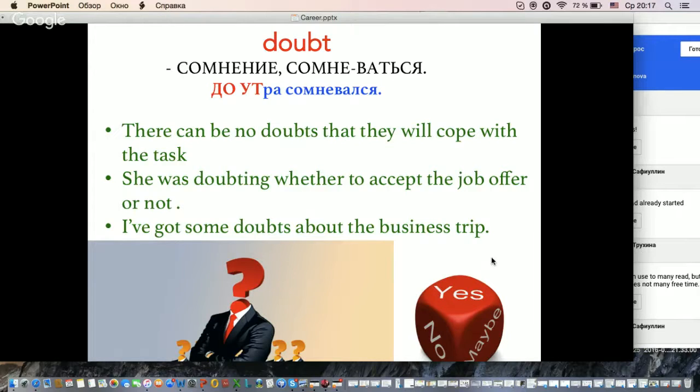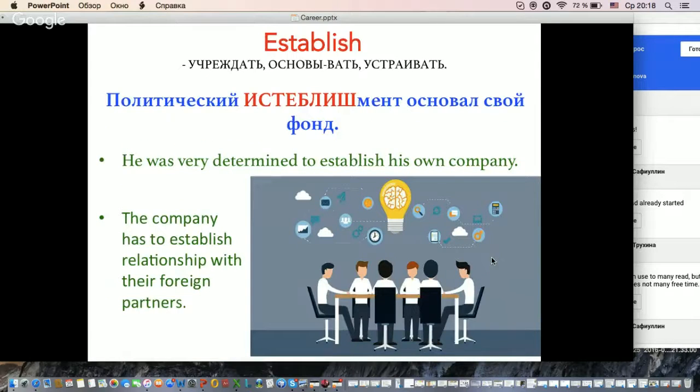She was doubting whether to accept the job offer or not. Она сомневалась по поводу того, принять ли предложение о работе или нет. I've got some doubts about the business trip. У меня есть некоторые сомнения по поводу командировки. Establish. Учреждать, основывать или устраивать. Политический истеблишмент основал свой фонд. Истеблишмент такое уже довольно распространенное интернациональное слово, поэтому оно, в принципе, может быть применено, в частности, в нашей ассоциации.